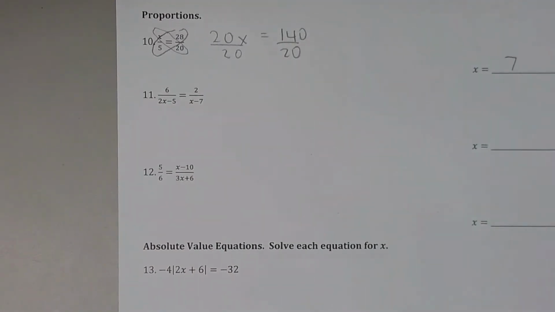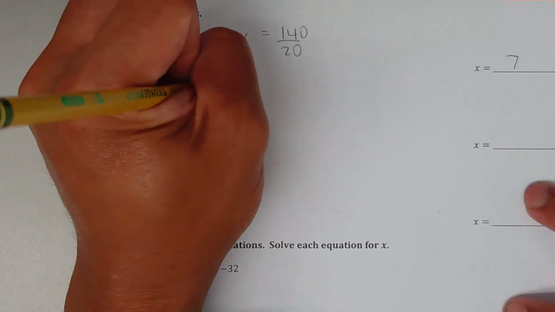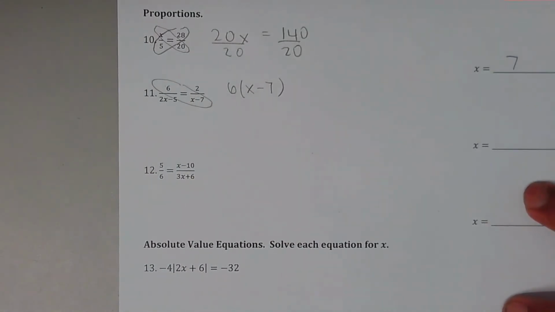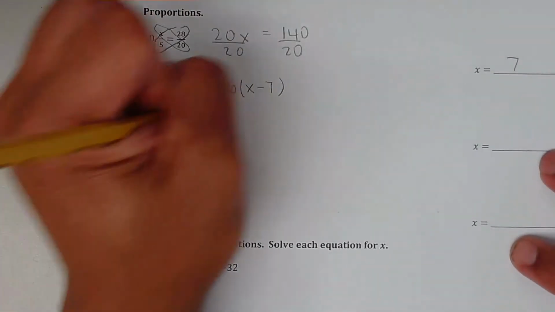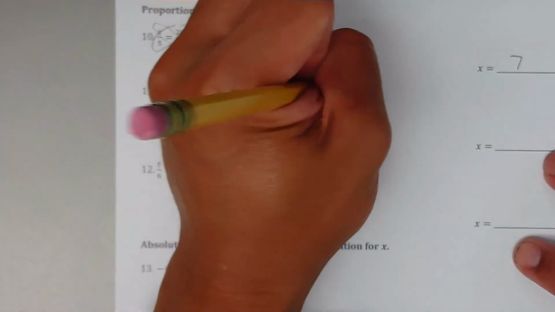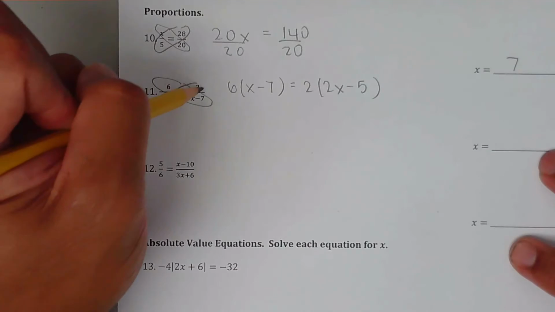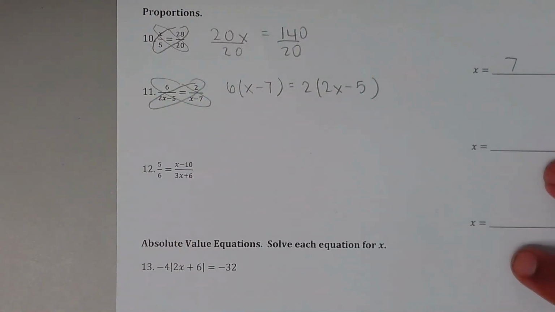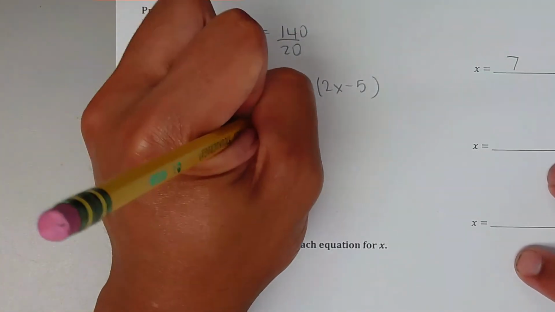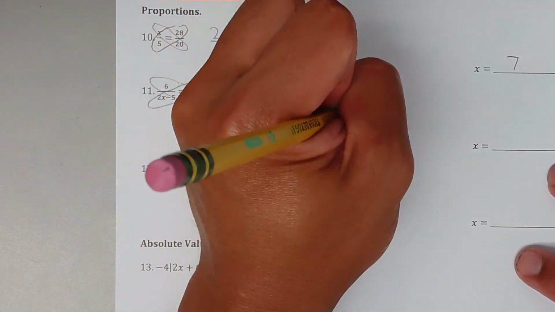All right, question number 11. Same thing, we want to cross multiply. 6 times x minus 7, that's going to be 6 times x minus 7. That's exactly what we do. Put it in parentheses. Is equal to 2 multiplied by 2x minus 5. So we cross multiplied that. Now we just have a problem with parentheses. Let's get rid of that parentheses by distributing. 6x minus 42 is equal to 4x minus 5.